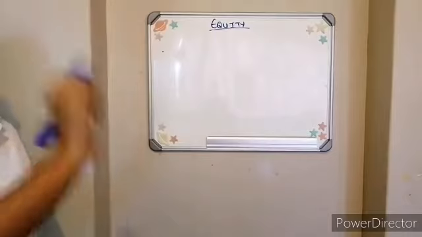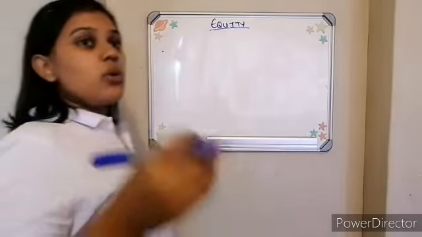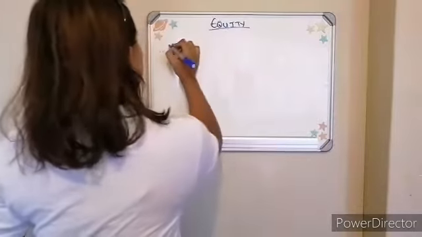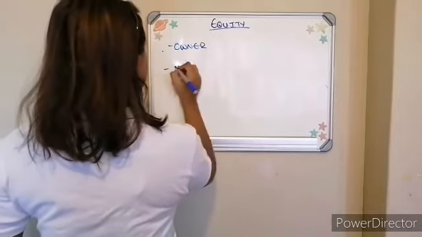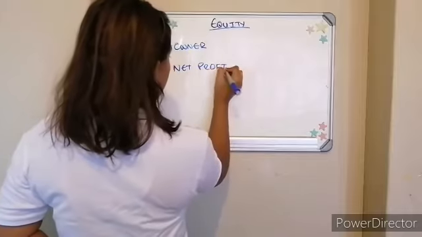Equity. So what do I mean when I speak about equity? Equity is the interest of the owner in the net assets of the entity. Equity is the residual interest in the assets of the entity after deducting all the liabilities. So equity within a business is obtained from two sources. Number one, the owner of the business, as well as number two, the net profit.